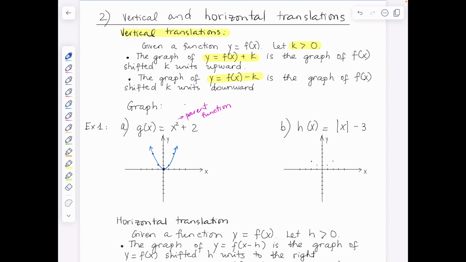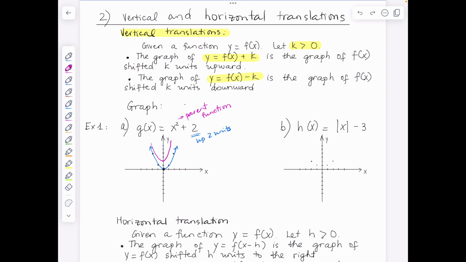So here we have k. Remember, this is a plus 2, so a plus k scenario. That's going to show that the graph of x squared plus 2 would be the graph of x squared that is being shifted up 2 units. Technically we could just move the whole graph up 2 units like this, but it's not going to give you a more precise graph. So even though we are sketching, we're trying to be as precise as possible.